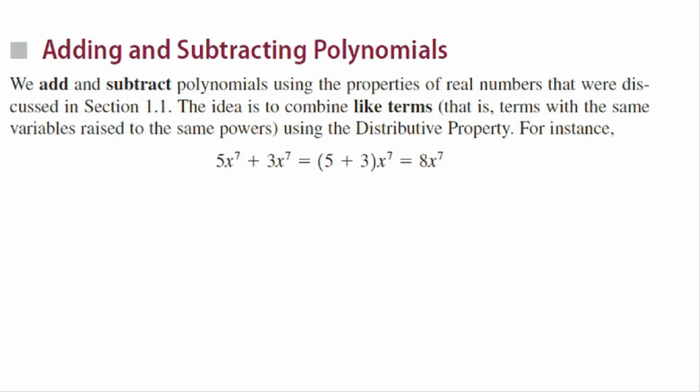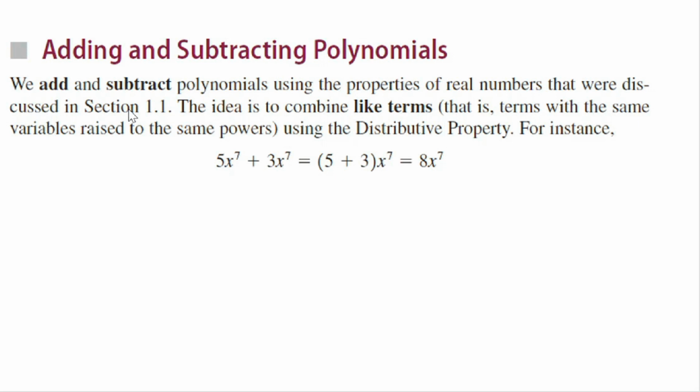Now, let's proceed to adding and subtracting polynomials. To add and subtract polynomials using the properties of real numbers, the idea is to combine like terms. That is, terms with the same variables raised to the same powers. And that's what we call like terms. Again, when we say like terms, they are terms with the same variables raised to the same powers, using the distributive property.